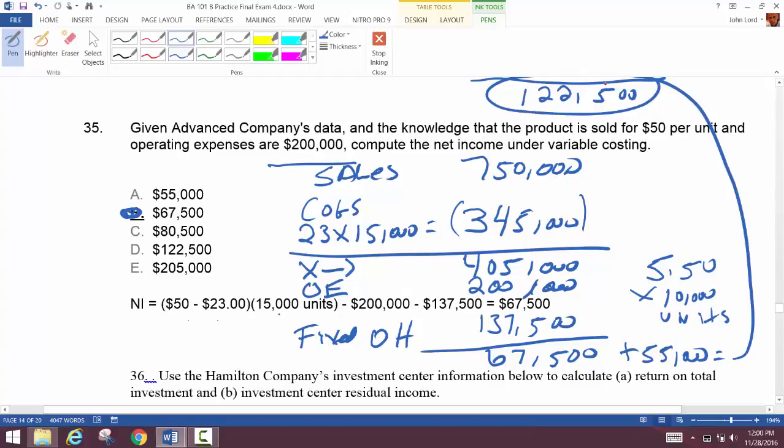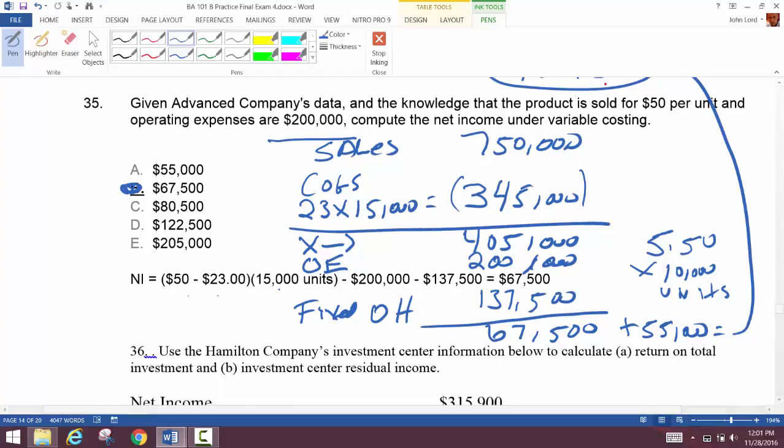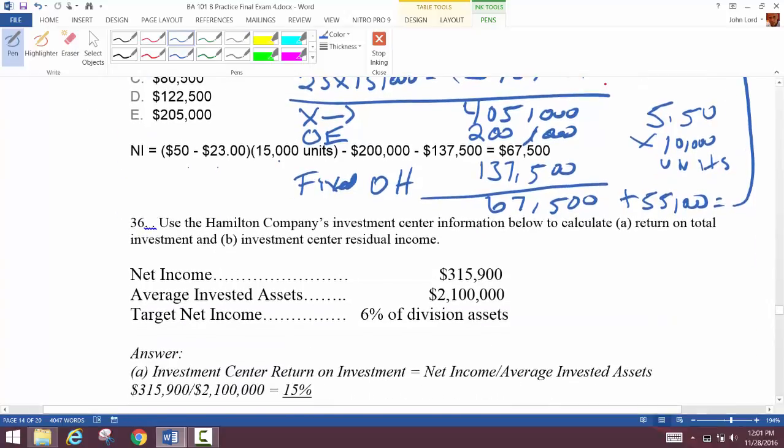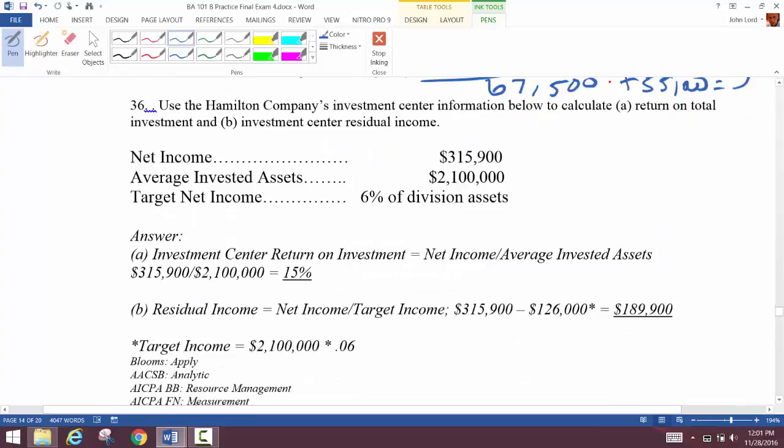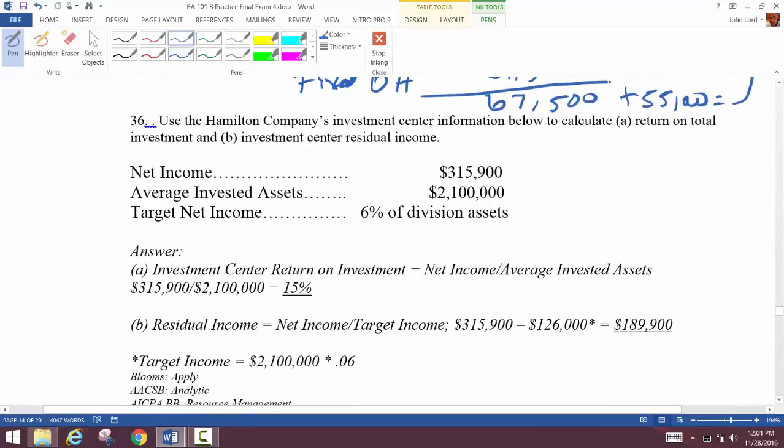Right? That's because there's those 10,000 units that I didn't sell yet that are still carrying their fixed cost in what? In ending inventory. Well, under variable, it got expensed already, didn't it? Okay, good. Any questions on those for now? Okay, good.